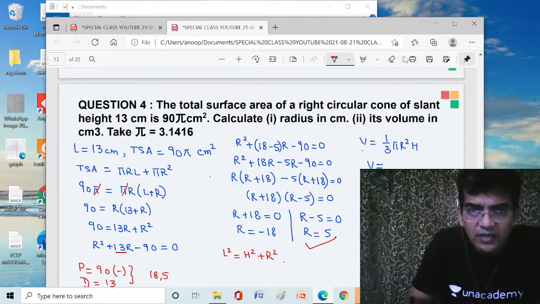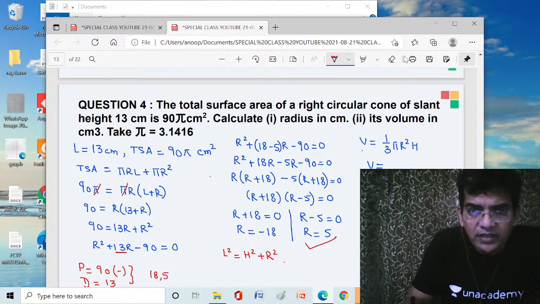So slant height L is given as 13, height we have to calculate, and radius is 5. So 169 minus 25 is 144. So you are getting h square is equal to 144. So you can say that height is equal to 12. So we have calculated the height.